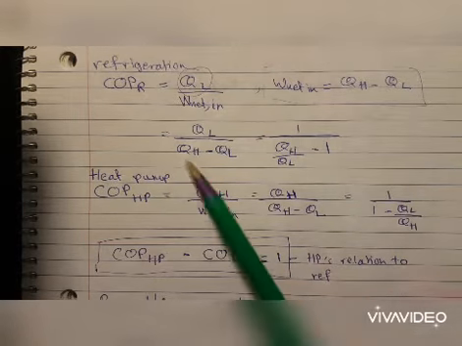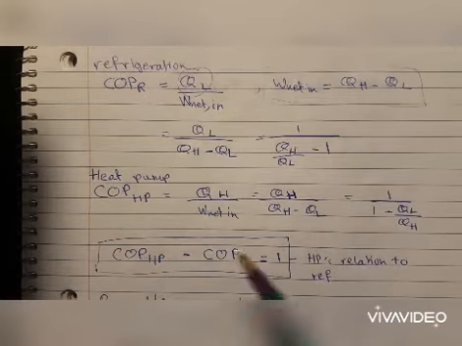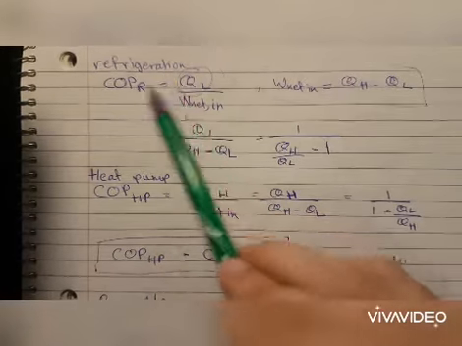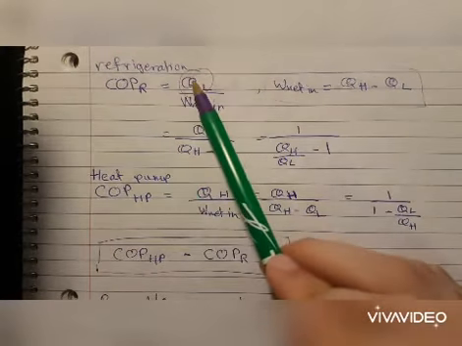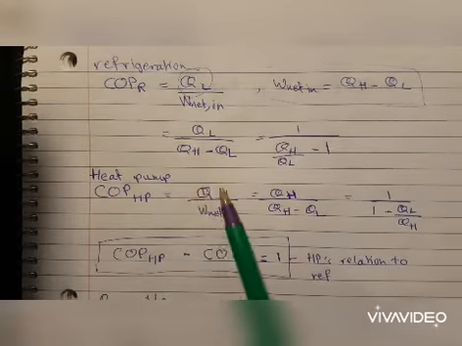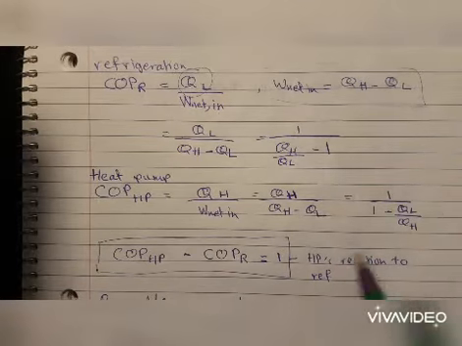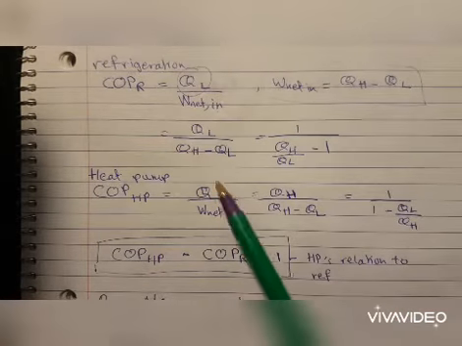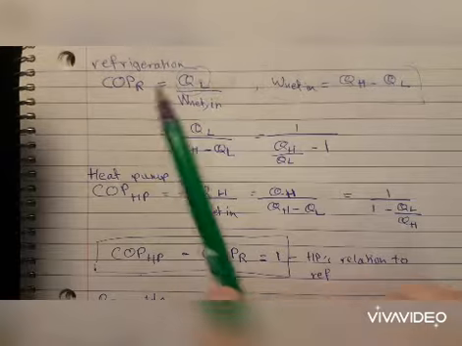Now, these two cycles are quite similar: there's work going into a system, and there's heat taken from the low temperature reservoir to the high temperature reservoir. But how they differ is that in refrigeration, the main concern is QL, but in a heat pump, it's the reverse. We're mainly concerned about QH. Everything else is the same. Work net in, work net in. The only thing that's changing is QL and QH. For heat pump it's QH, for refrigeration it's QL.